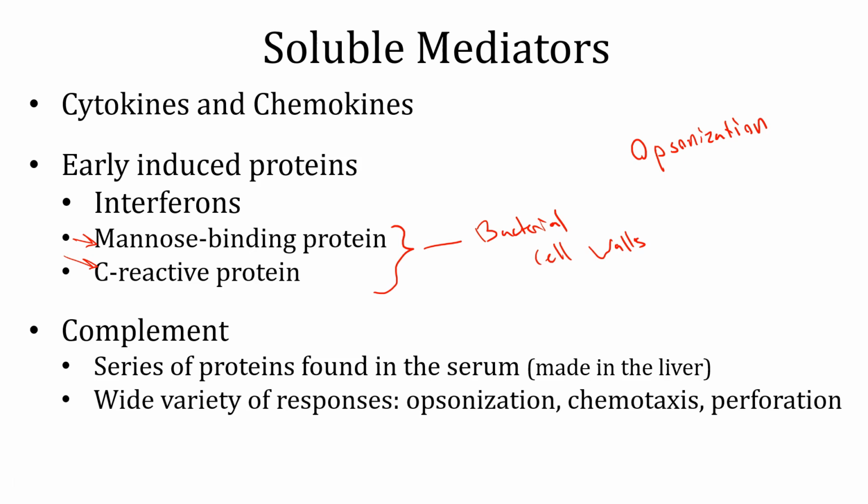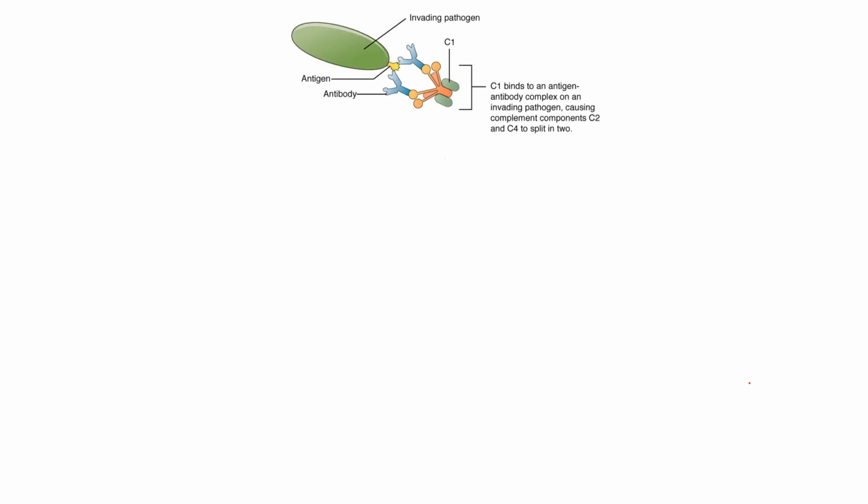And there's a wide variety of responses here from this system. Some of the effects of activating this system, the complement system, is opsonization, so we just mentioned that here. Also chemotaxis and perforation. So let me just walk you through this process. It usually begins when an antibody, in this case we have two antibodies, attaches to some specific antigen on an invading pathogen. There are a couple different pathways by which this complement system can work.